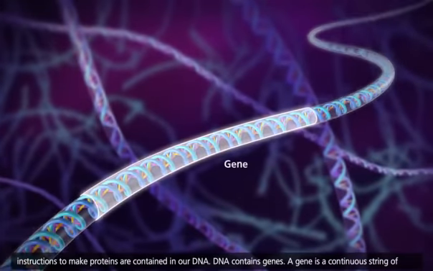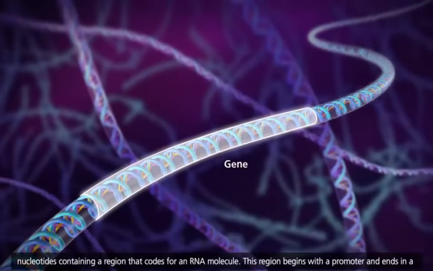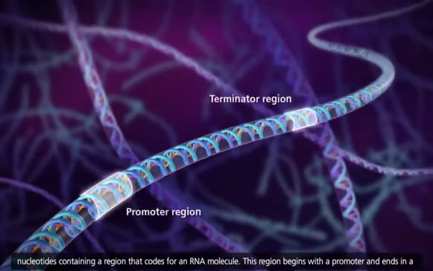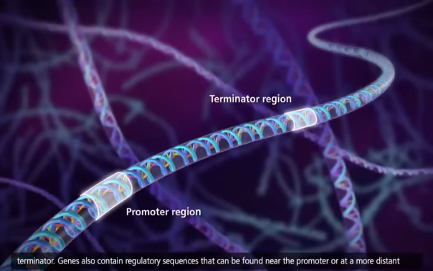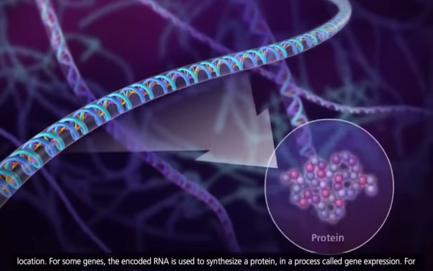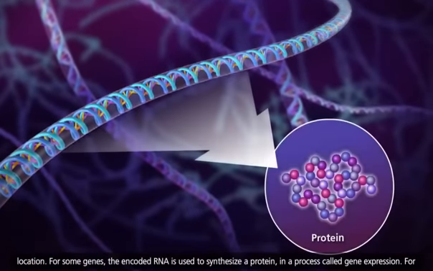DNA contains genes. A gene is a continuous string of nucleotides containing a region that codes for an RNA molecule. This region begins with a promoter and ends in a terminator. Genes also contain regulatory sequences that can be found near the promoter or at a more distant location. For some genes, the encoded RNA is used to synthesize a protein in a process called gene expression.